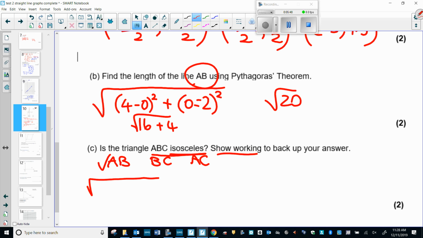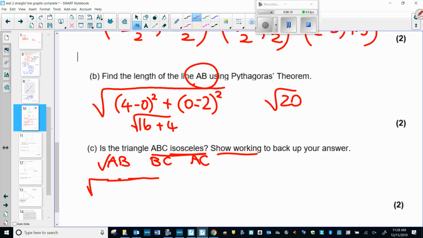Of BC. So now we're using the coordinates for B and the coordinates for C. 0 plus 4, I can't see the numbers, so I'm assuming you're right, over 2. I mean squared. Okay, is it plus or is it take away? Plus. Okay, how do you know?